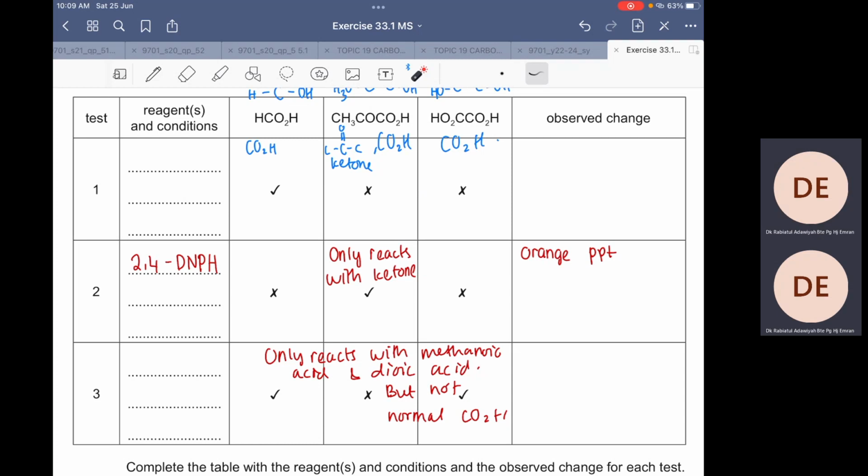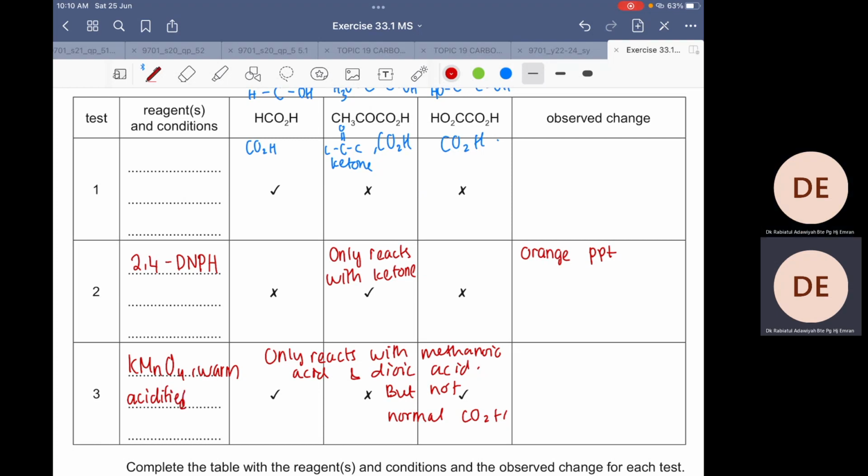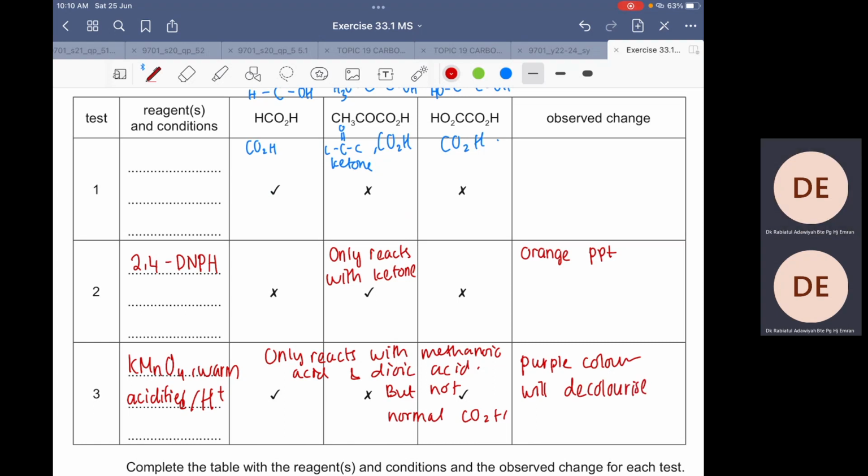Yes? KMnO4. What are the reagents and conditions? Sorry, what's the condition? Warm. Does it need to be acidified? Okay, so acidified, or H plus. Observation. What would you observe of the potassium manganate? Color change. What color is potassium manganate? Purple. So it will be purple to colorless, or the purple color will decolorize. Okay. So now we go back to question 1.